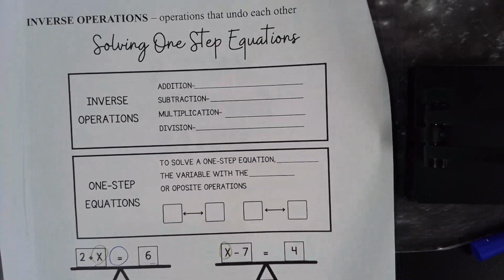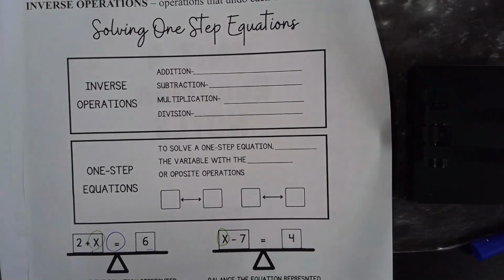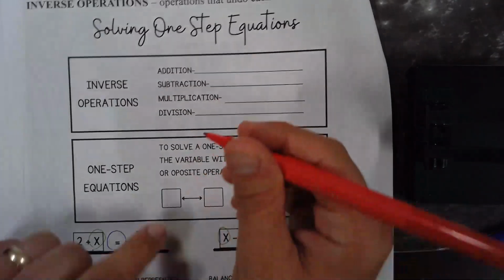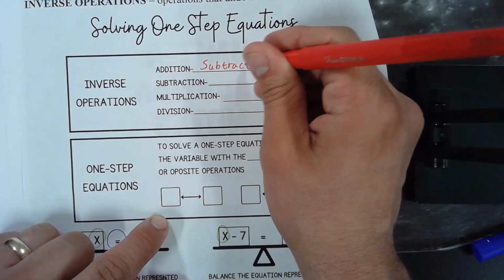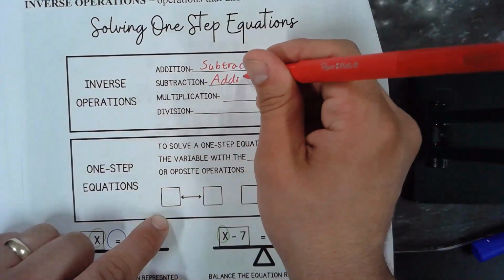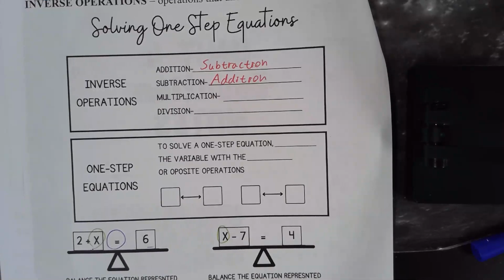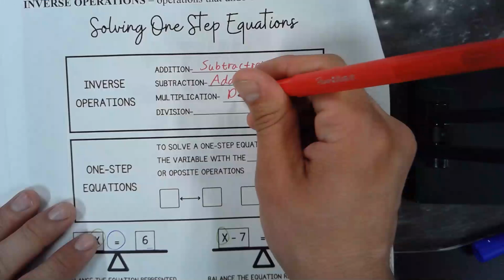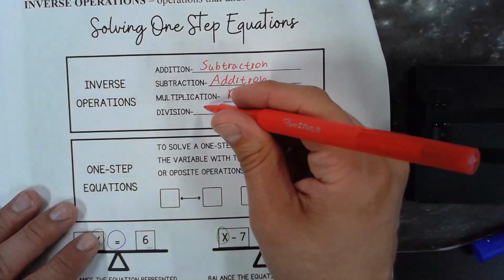So let me help you fill these boxes up here. So inverse operations. In order to solve equations like the one at the bottom, we need to know the inverse operations. And I'm going to see if you guys can guess. For example, addition. The opposite of addition is subtraction. Yep. Can anybody guess the opposite of subtraction? Yeah, addition. There we go. What about the opposite of multiplication? Division, yeah. What about the opposite of division? Multiplication, exactly.